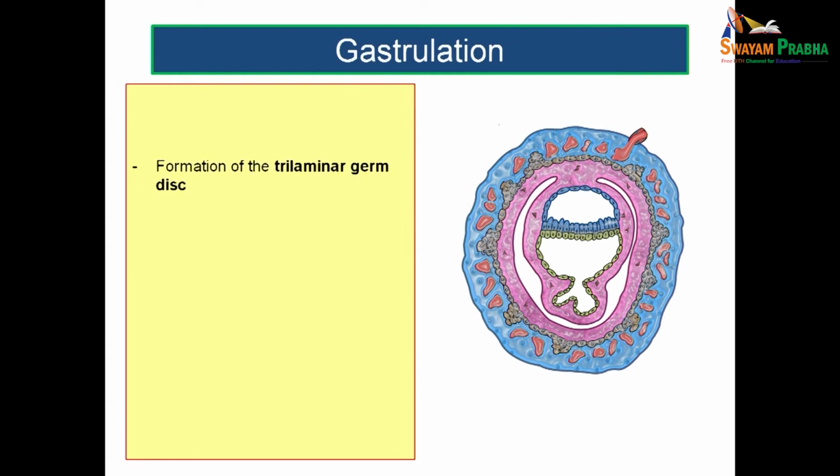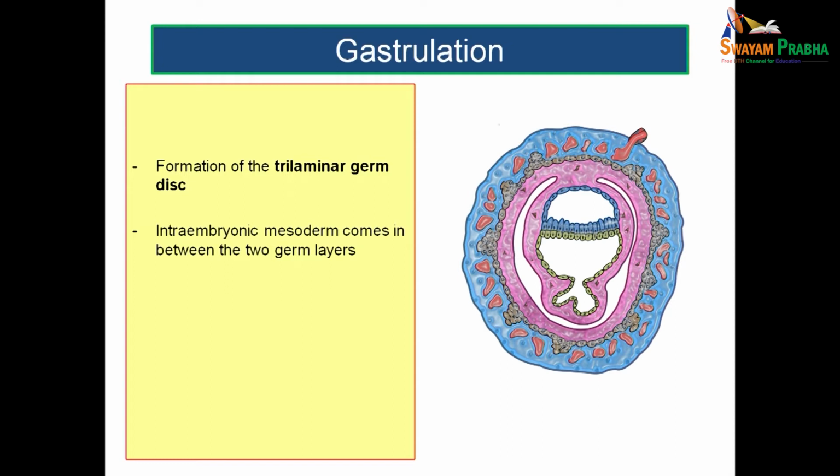So, first we will see what you mean by gastrulation. The term gastrulation means the formation of trilaminar germ disc. Till the end of second week, we have dealt with the formation of epiblast and hypoblast. So, what is happening during third week?